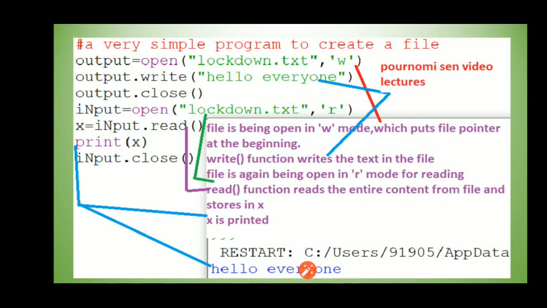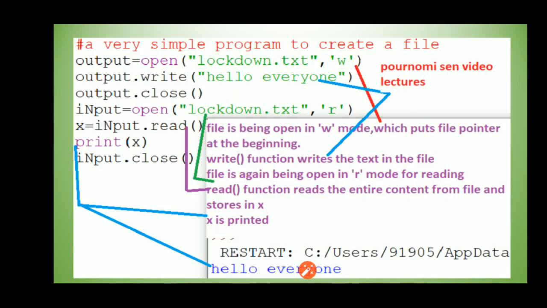If there is already an old file with the name lockdown.txt, it will open that old file, but all its previous content will be erased. Next we are doing output.write, and we are writing hello everyone. That means after creating the file, it will write hello everyone inside the file. Next we are doing output.close. It will disconnect the file from your program.